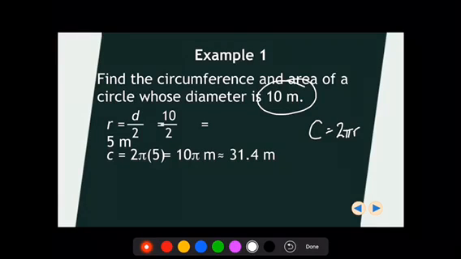You can go ahead and multiply that out if you'd like to. 10 pi meters is a sufficient answer. But if you want to multiply it out, 3.14 times 10, we'll get 31.4 meters.